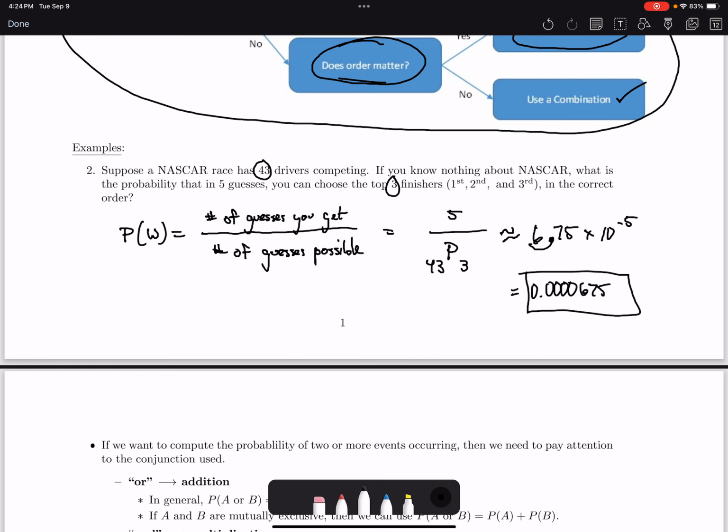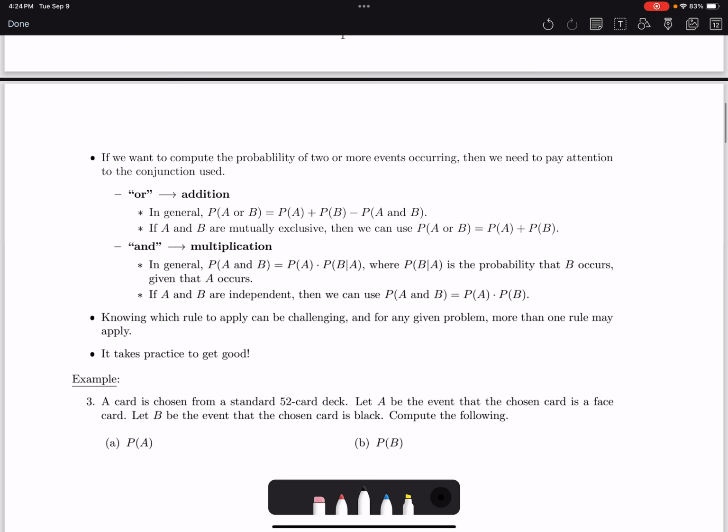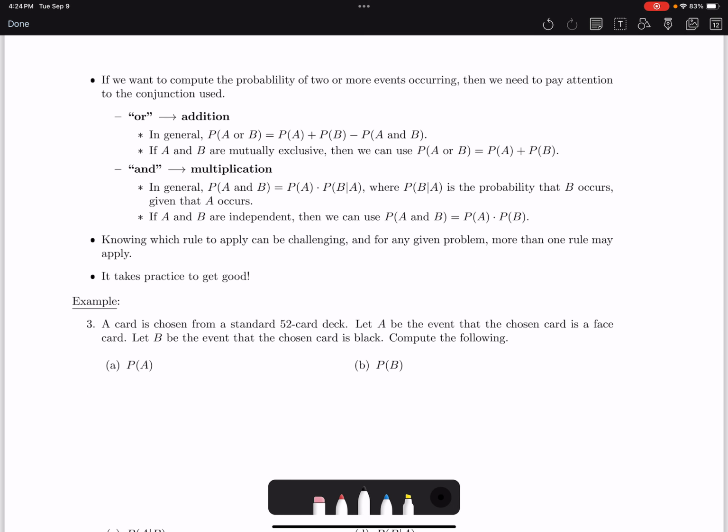Okay, so that's the basic notion of probability. Now, we also had compound probabilities. Compound probabilities are when we're trying to figure out the probability of 2 or more events occurring. And when we're trying to figure that out, we need to pay attention to the conjunction that's used. If it's an or probability, we should think addition. If it's an and probability, we should think multiplication.